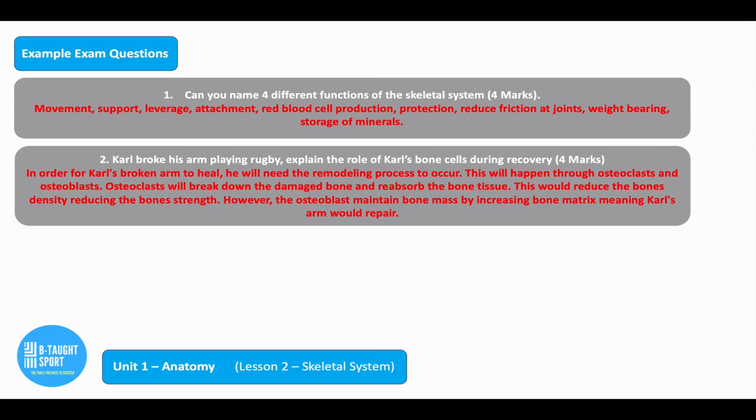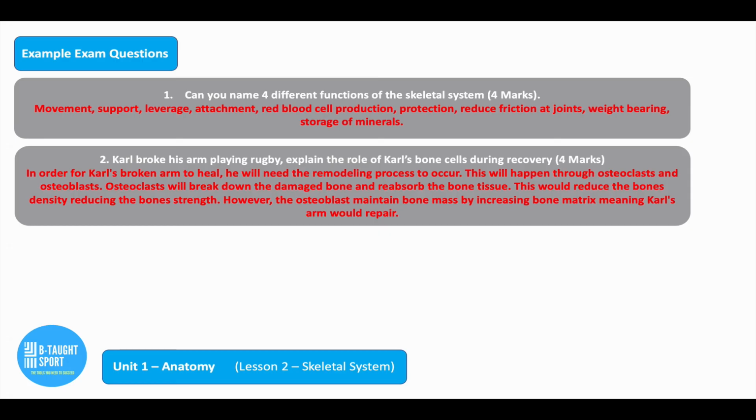Now, the first thing you need to mention is obviously what type of process is going to occur. It's not going to be ossification, because that wouldn't be at birth. So what we're going to look at here is the remodelling process. So I started my paragraph by saying, in order for Carl's broken arm to heal, he will need the remodelling process to occur. So straight away, there's 1 mark.